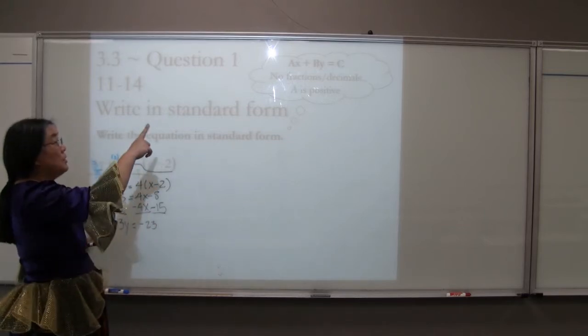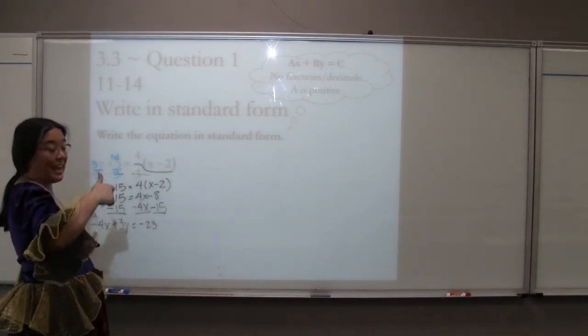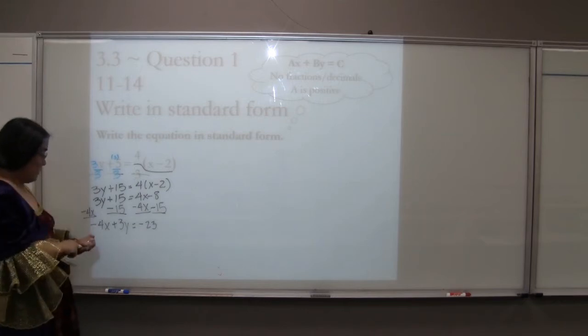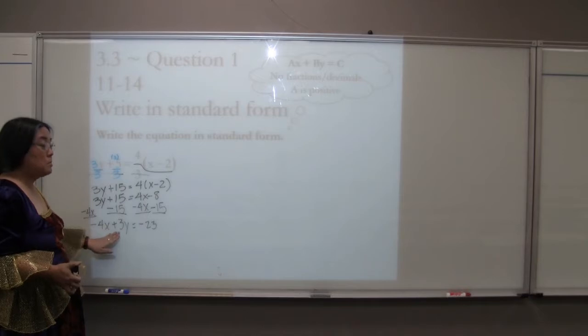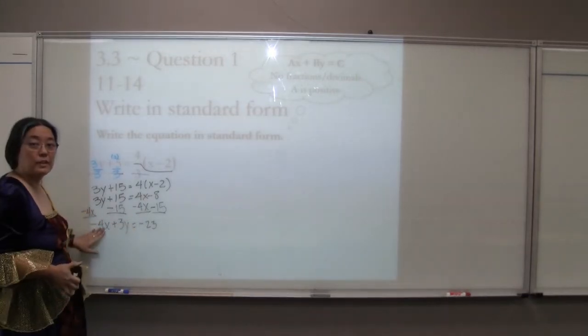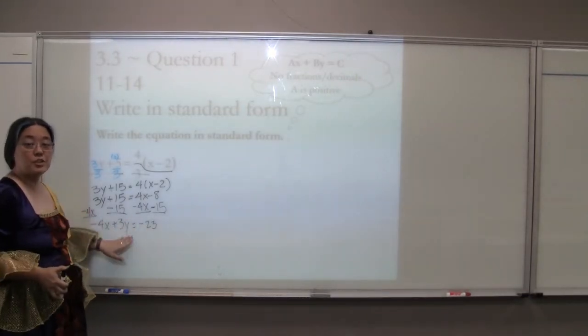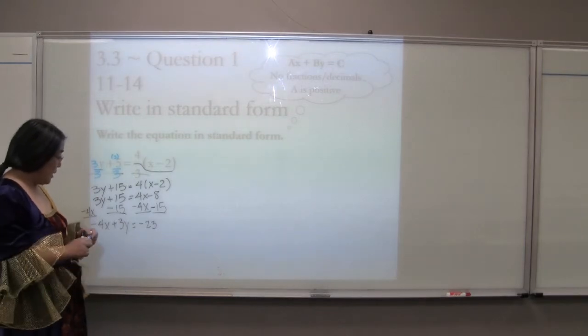Now, no fractions, no decimals. A is positive, A is not positive, A is negative. There are 3 ways to change this. You can multiply everything by -1, you can divide everything by -1, or you can change every sign. I will take either of those.